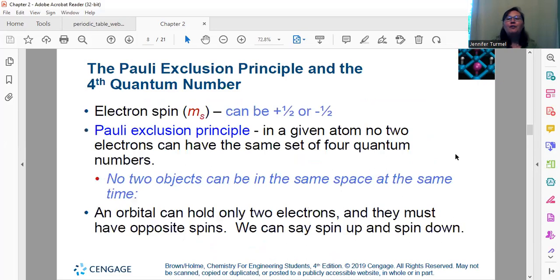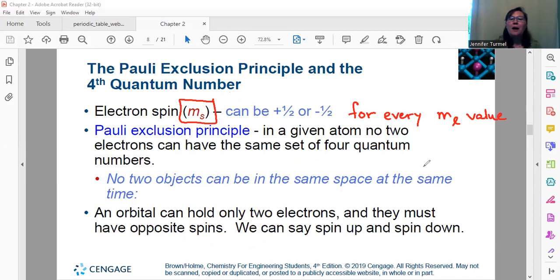Okay. The fourth quantum number comes from the Pauli exclusion principle, and it is our electron spin number. We say it can be either plus 1/2 or minus 1/2, and that's for every M sub L value. Okay, so what do we mean for that?